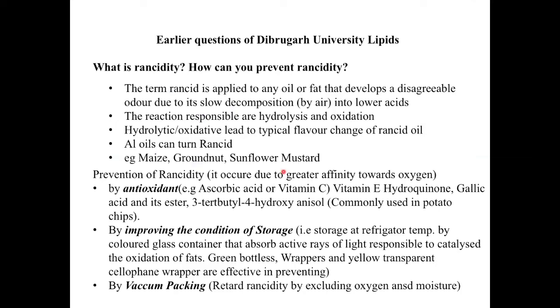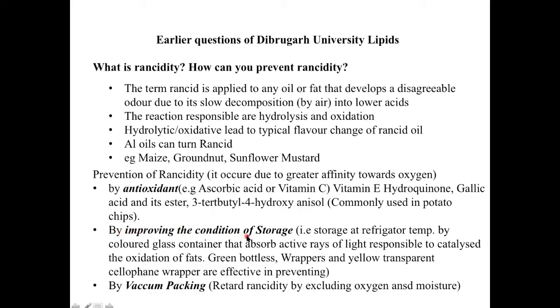So let's discuss some of the earlier questions from Dibrugarh University papers. These are the questions I found. What is rancidity? Already we have discussed that rancidity is all about the decomposition of oil due to air, heat, etc. So the reactions responsible are hydrolysis and oxidation, hydrolytic and oxidative, so oils like maize and groundnut oil, etc. can turn rancid. How can we prevent rancidity? By applying antioxidants, for example, ascorbic acid or vitamin C, vitamin E, hydroquinone, gallic acid, its ester, 3-tertiary-butyl-4-hydroxyanisole, which is commonly applied to potato chips.